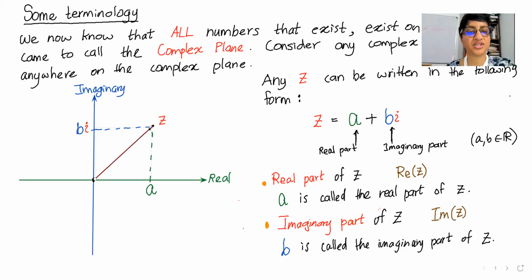Okay. Connect 0 and your complex number z. And that length of that line, mark it as r. Like radius. Okay.